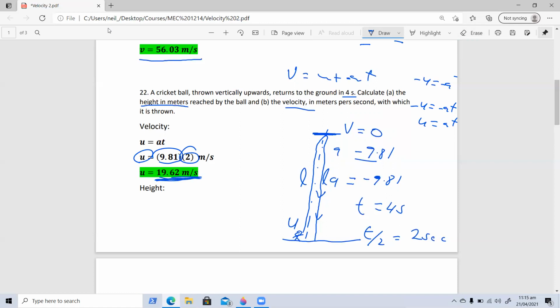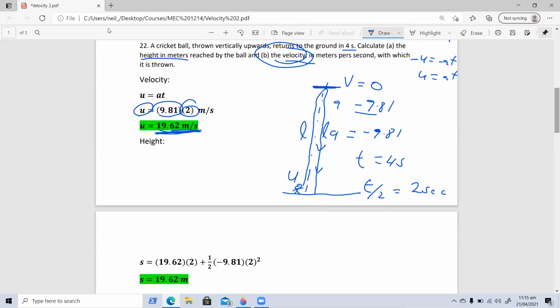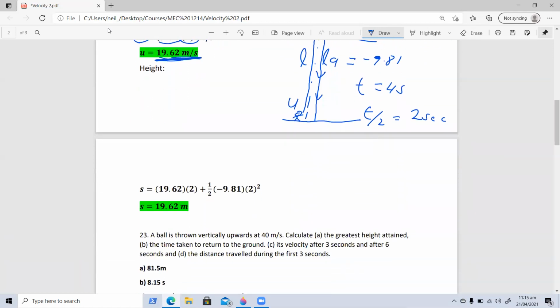That's the velocity. So we did part B first, right? The reason we did part B first is because part B is easier, right? And we can use the velocity to find part A. Good. So part A, we know velocity now. We know U, initial velocity. U is equal to 19.62. We found that up here, right? Then we know time is 2 seconds.